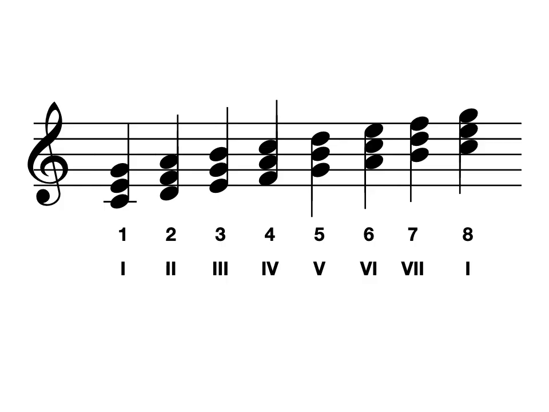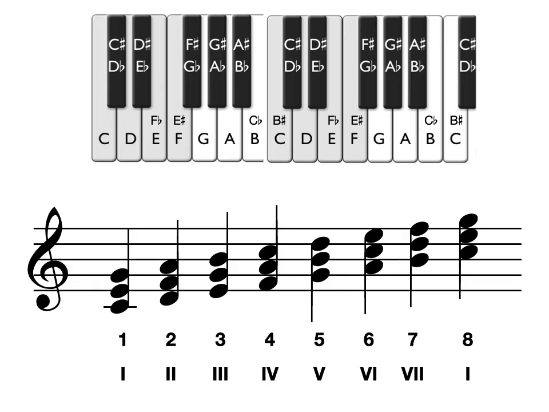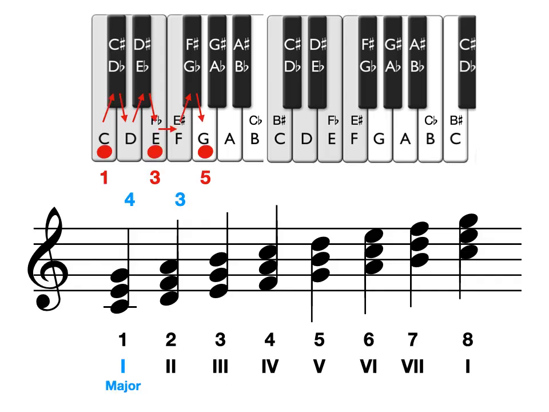So we're going to add a third and a fifth above every note of the scale. And we're going to look and see which ones are major and which ones are minor. The one chord is major in a major scale, so that means 4 half steps between 1 and 3 and 3 half steps between 3 and 5. The 2 chord is minor, and that's 3 half steps between 1 and 3 and 4 between 3 and 5.